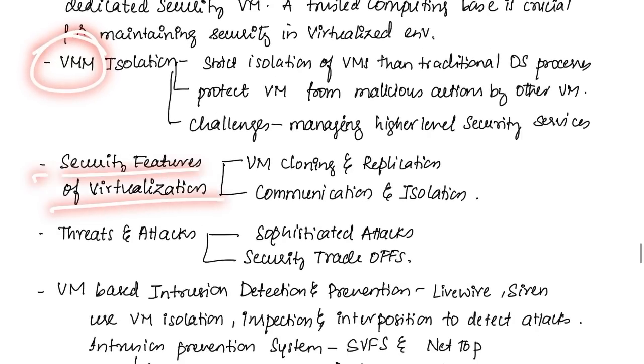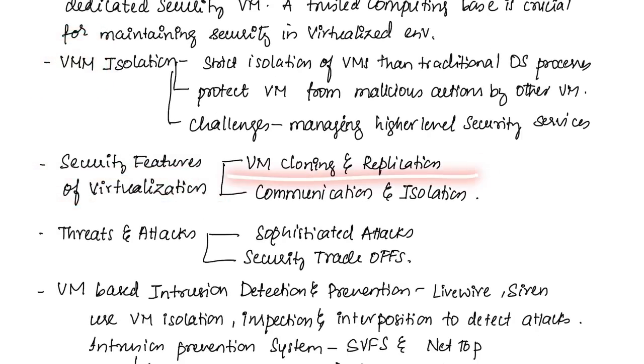Next, we have security features of virtualization. First one is VM cloning and replication. Cloning means the ability to replicate or clone the VMs will enhance the security here because it will allow for testing the suspicious applications in a controlled and isolated environment. Thereby, you can safeguard your actual VM or actual operating system.